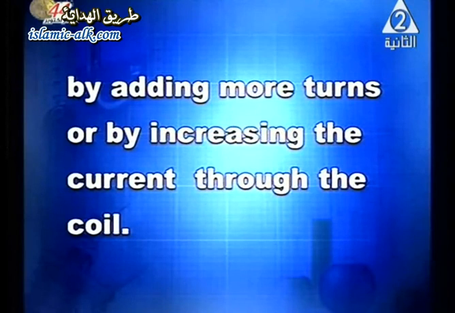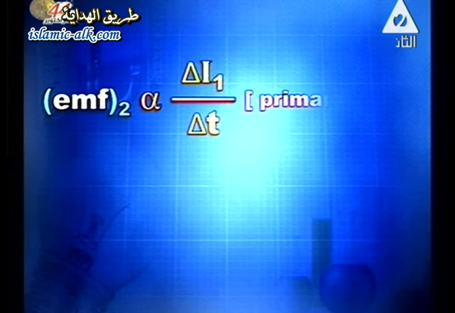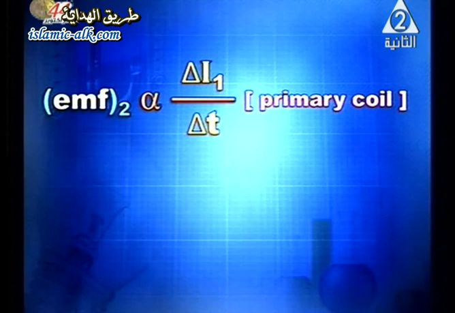The EMF induced in the secondary coil, EMF2, is directly proportional to the rate of change of the current in the primary coil. So it is proportional to delta I1 over delta T. So EMF is equal to minus M, delta I1 over delta T. The negative sign indicates Lenz's rule. Capital M indicates mutual inductance or coefficient of mutual induction.